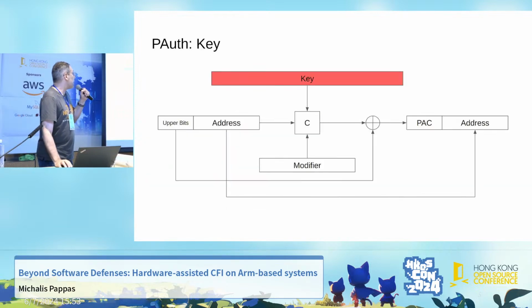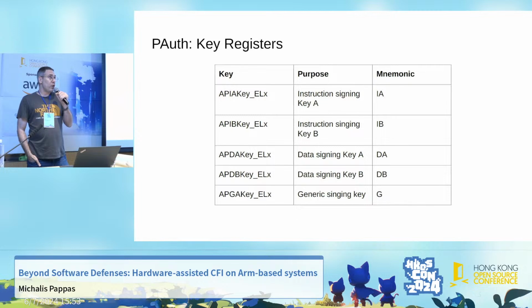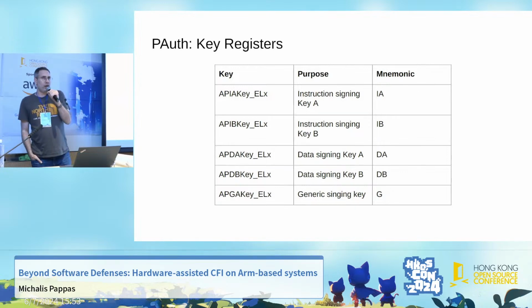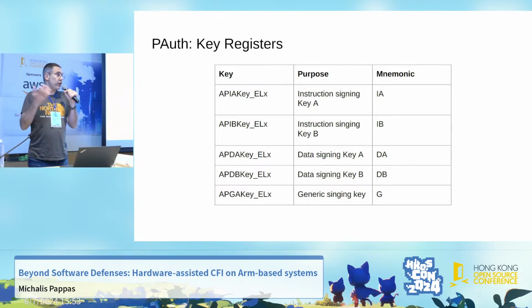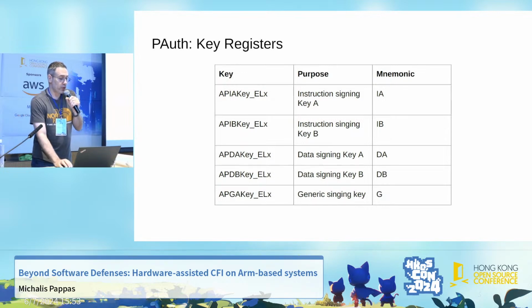So, how about the key? ARM specifies that you have 5 different keys. You have 2 keys for signing instructions, instruction key A and instruction key B. You have 2 keys for signing data and 1 key for generic purposes. And it is down to the operating system or the compiler to decide how to use this. So you can imagine, theoretically, that you have an operating system that uses key A for its own purposes, for the kernel, and then uses key B for the user space or whatnot. It is really implementation defined.